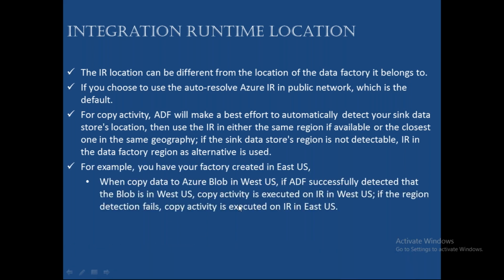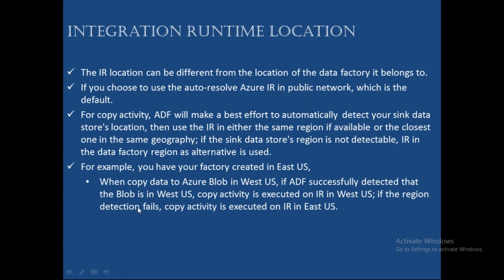For example, you have your data factory created in the East US data center. When copying data to Azure Blob, you are trying to copy data to an Azure Blob which is in West US. Your data factory is in East US, your sync is West US. If ADF successfully detected that the blob is in West US, copy activity is executed on IR. It's nothing but a server in West US. So it is going to use the server from the West US data center.